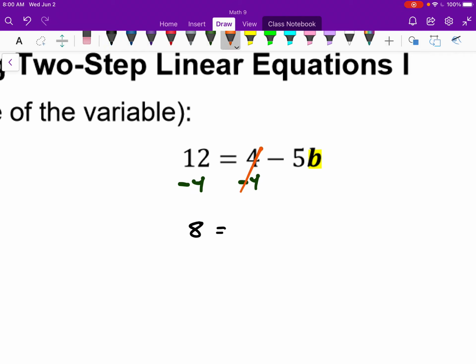4 take away 4 is 0, but I still have to subtract 5b. Or I can think of it as 0 minus 5b, which is the same as just minus 5 times b. Really easy to miss that minus there and just have 5b. But again, 4 take away 4 is 0, and 0 take away 5b is the same as negative 5b.